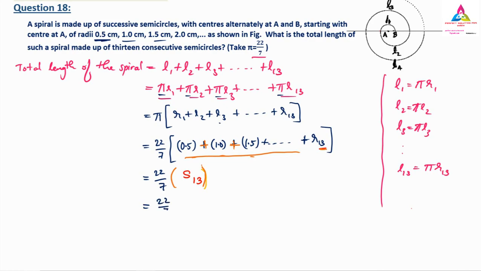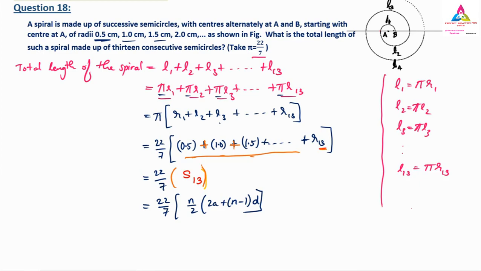So 22 by 7 as it is. S13, how are we going to find it? By the formula method. What is the formula of Sn? That is nothing but n by 2 into 2a plus n minus 1 into d. Yes, I have written this formula.